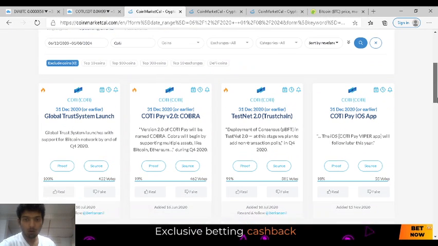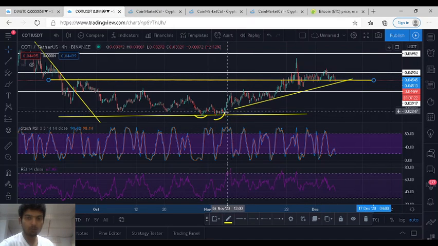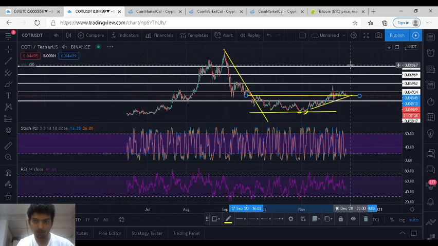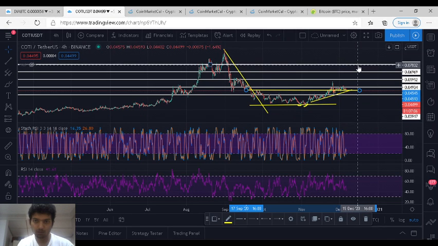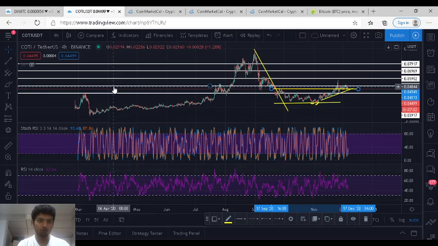So they have a whole lot of iOS app news coming out. Yeah, they have a whole lot of news coming out. I've been trading around this level, and it's trading around 45 cents. I expect it to go all the way up to 7 cents, and then we'll create a new higher high. We'll have a cup and handle for me.